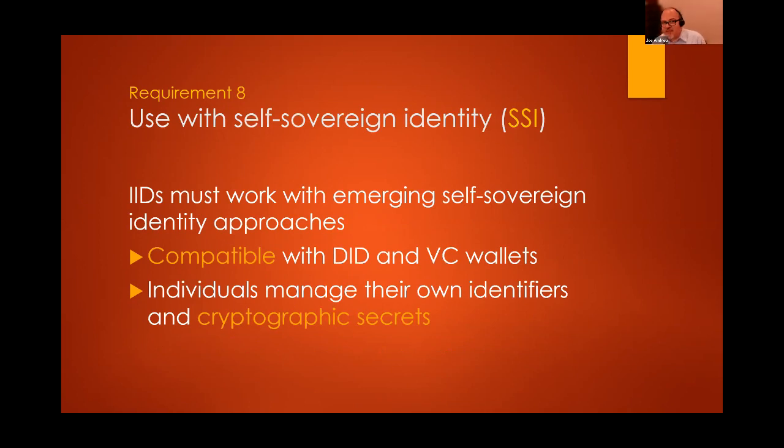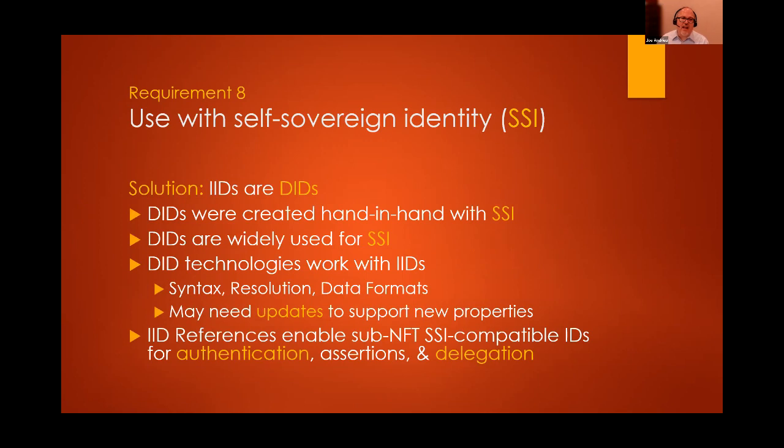Requirement 8 is the ability to use IIDs with self-sovereign identity approaches. We want it to be compatible with DIDs and verifiable credential wallets. And we want individuals to be able to manage their own identifiers and cryptographic secrets. That was key to this work. And we mostly get this for free because IIDs are DIDs.